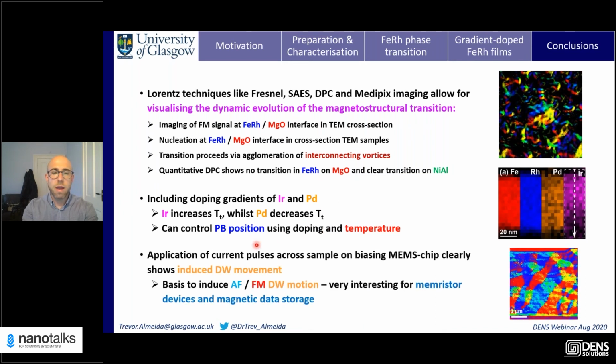And finally, to try and include current pulses as well, to use spin injection to try and move the phase boundary position. And by doing that, we should be able to change the resistance of the sample for a memristive device.